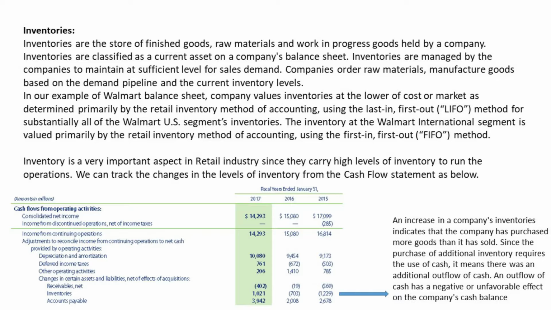So as I have put across with the arrow, an increase in the company's inventory indicates that the company has purchased more goods than it has sold. Now, since a purchase of additional inventory requires a use of cash, it means there was an additional outflow of cash, and that is usually shown as a negative value on the company's cash flow statement.